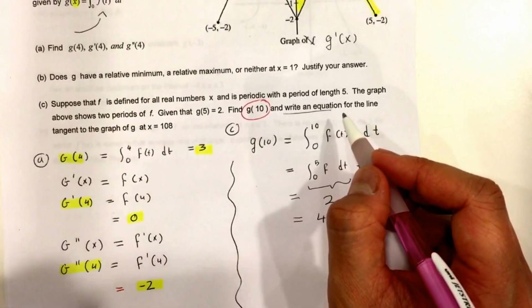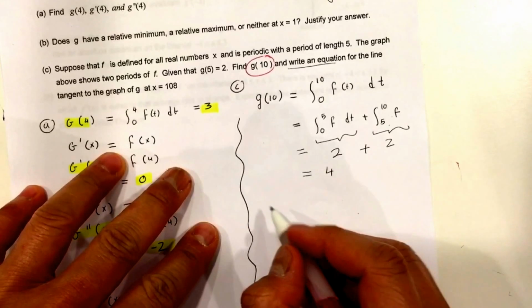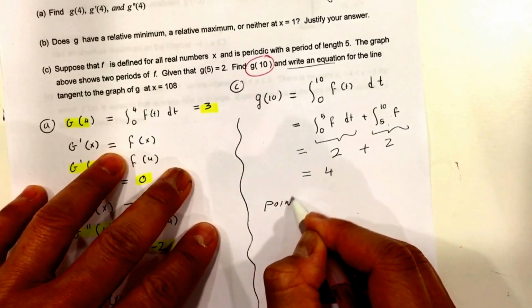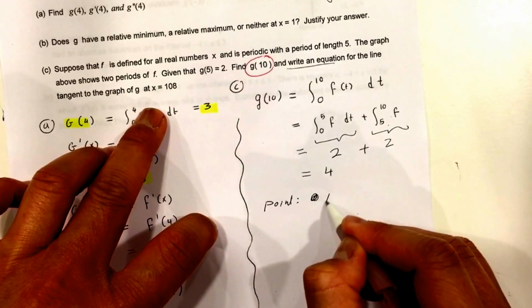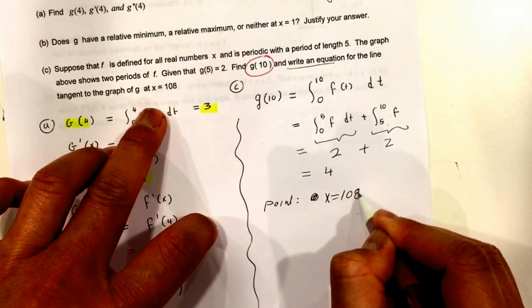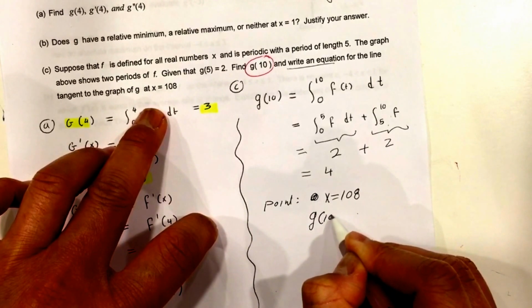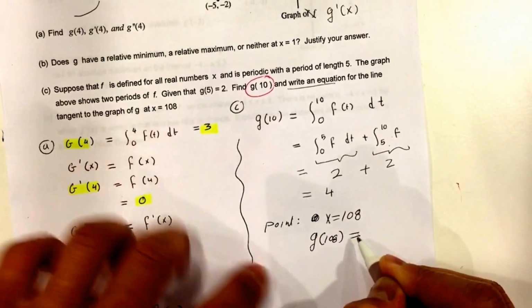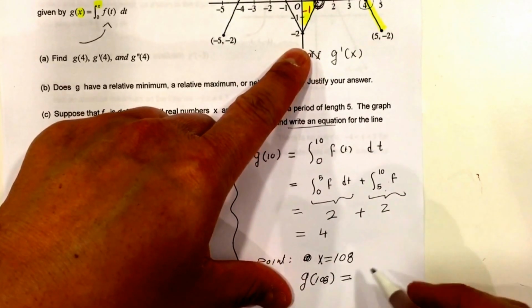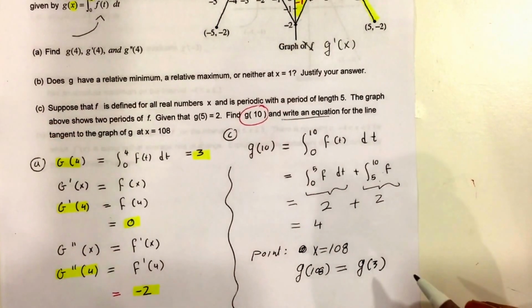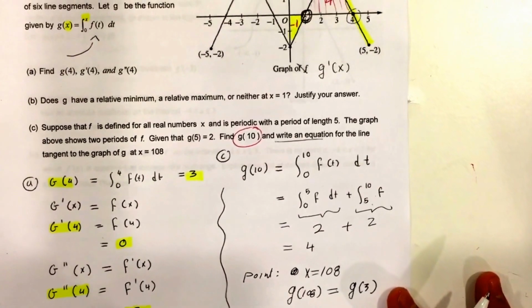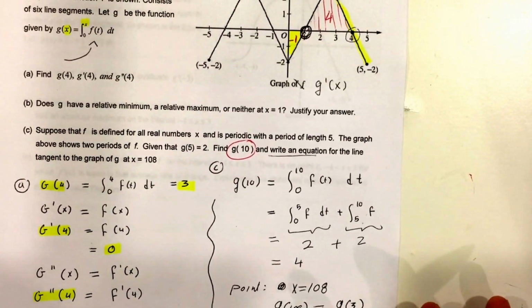We need a point, and we also need the slope. So the first thing we're going to do is find a point. Okay, we know that x equals 108, and so what is g of 108? Well, because this is a periodic graph, g of 108 is the same as g of 3. And I want you to figure out why. And if you couldn't figure out why, then let me know.